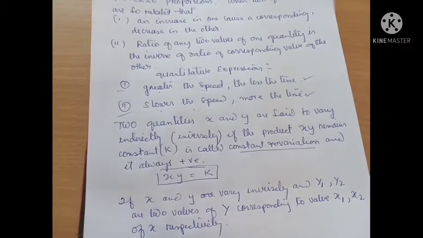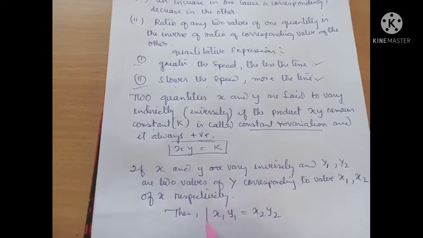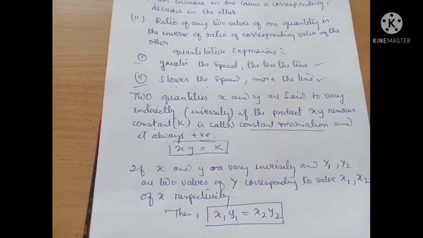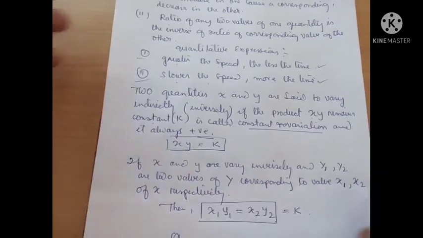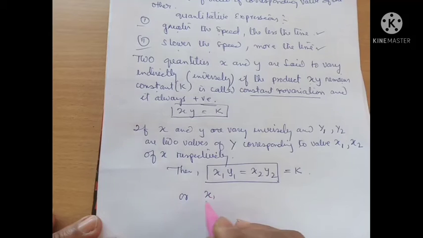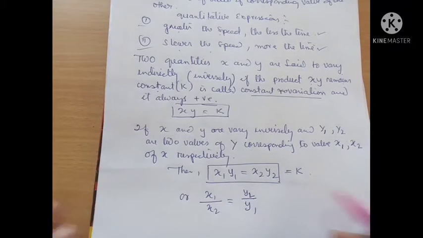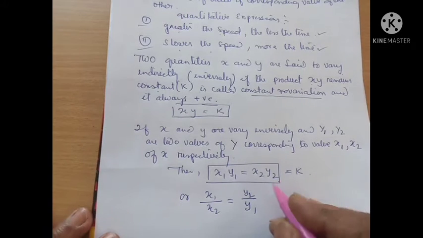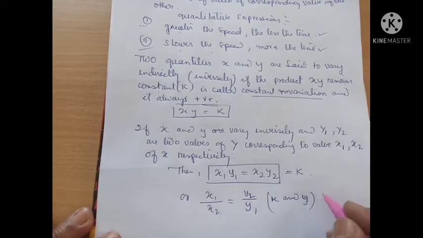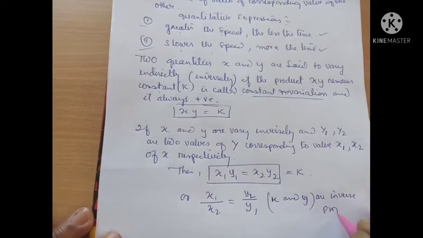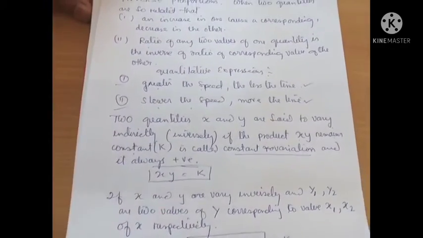That means x1 y1 is equal to x2 y2, which is equal to k. Or we can say that x1 by x2 is equal to y2 by y1. When x and y are in inverse proportion, these are the two formulas that we have to remember. So this is the first explanation of inverse proportion.